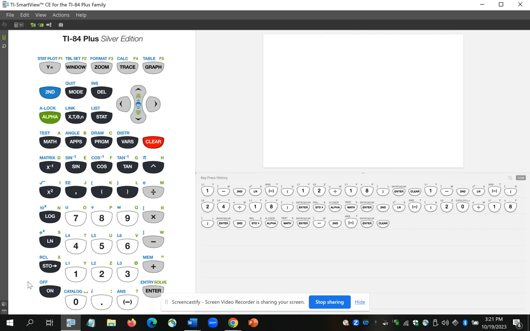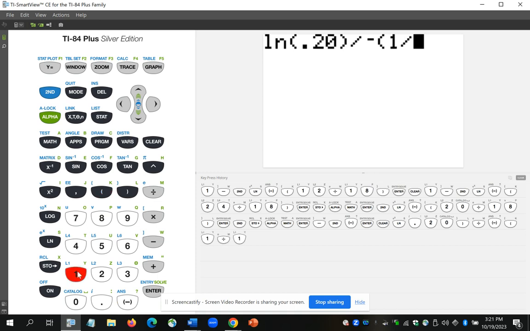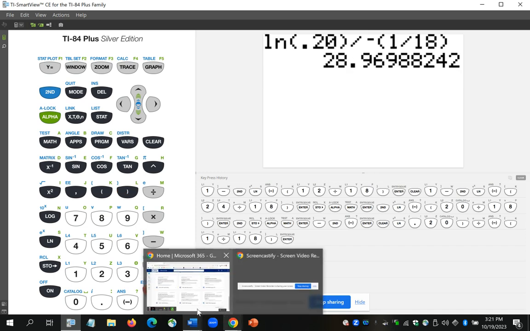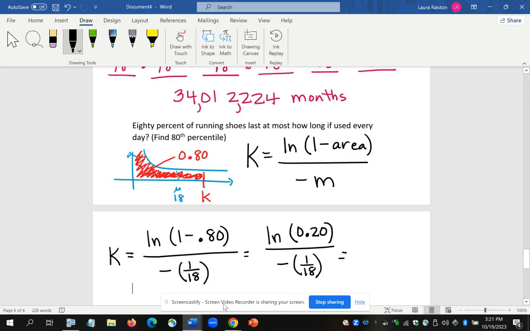Clear this off. We have natural log of 0.20 divided by the negative of 1 divide 18. Close them up. We get 28.9698. So 80% of the time, my running shoes are going to last approximately 29 months.